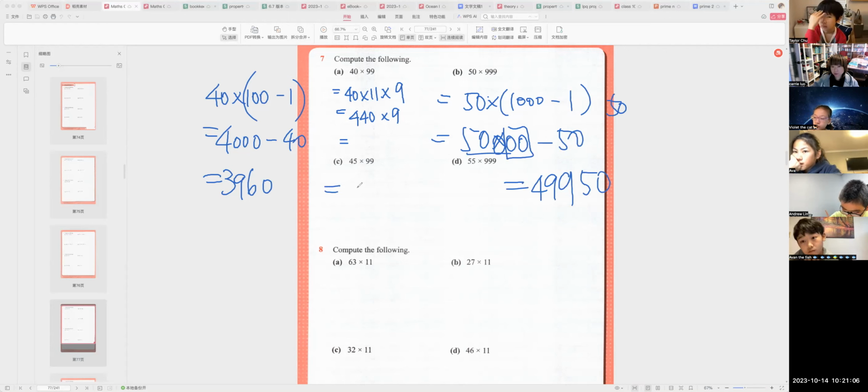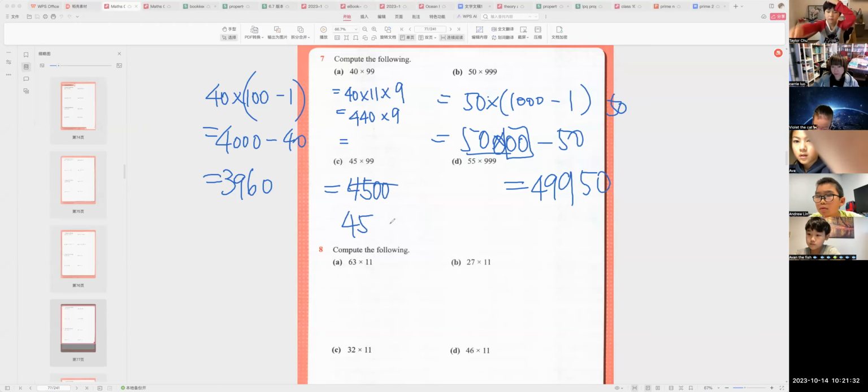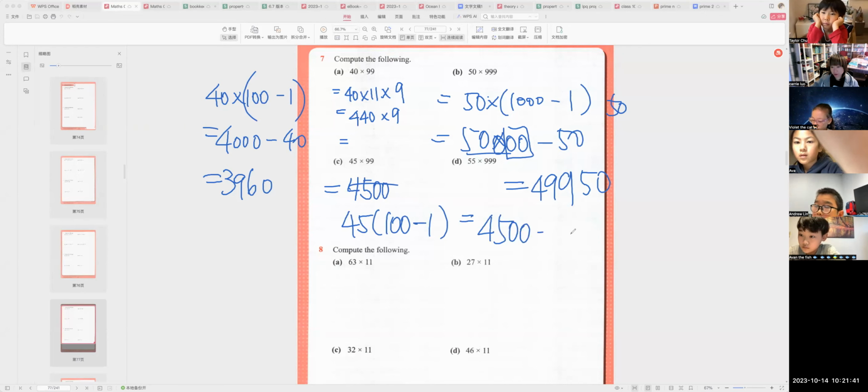Okay, so let's take a look at the next one. So 45 times 99. Andrew. It's like 45 times 100 minus 1, correct? Yep. So equals what? 4,500 minus 45, right? So equals 4,455. Very good. Okay, last one.